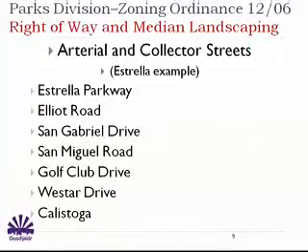This is an example of arterial and collector streets. This is just an Estrella example. It seems to be an easy area because it has a fairly dense area for us to focus on. Estrella Parkway, Elliott, San Gabriel, San Miguel, Golf Club Drive, West Star, and Calistoga. We don't take care of the Springs, and a couple of other obvious side streets, but these are the main thoroughfares and collectors in that area that we maintain.